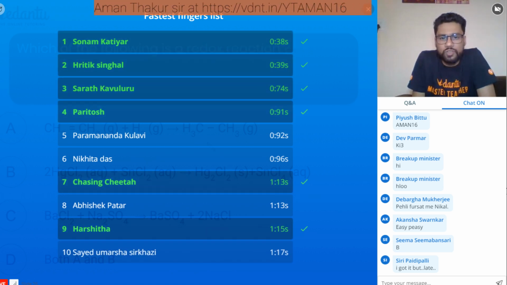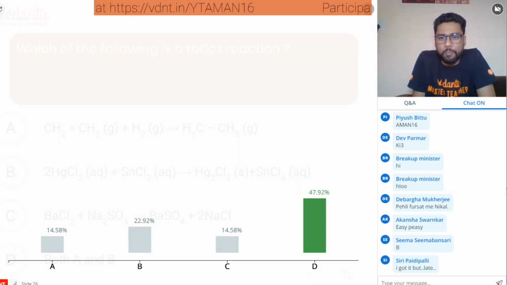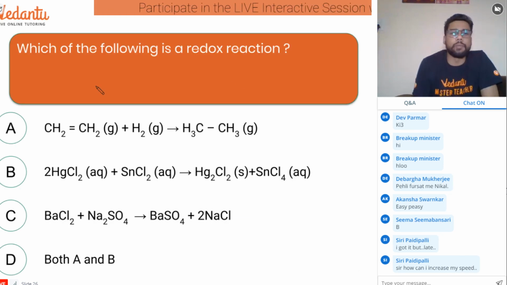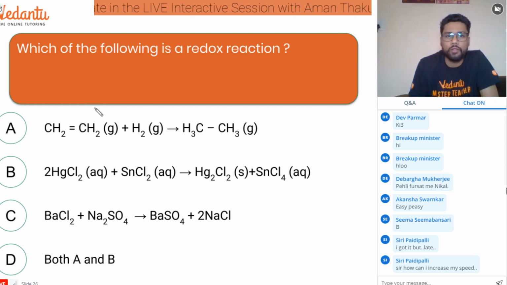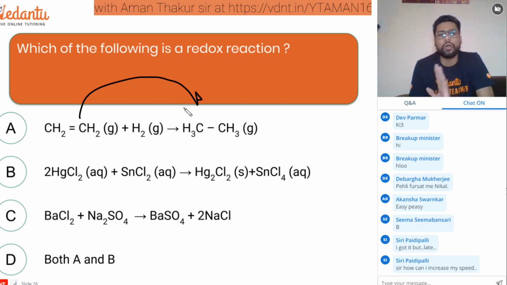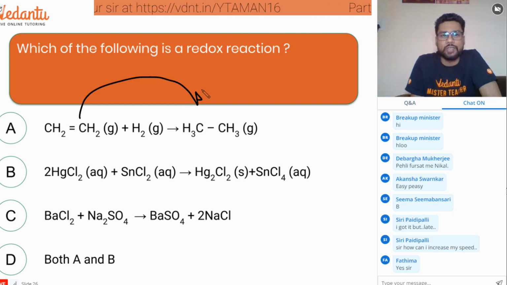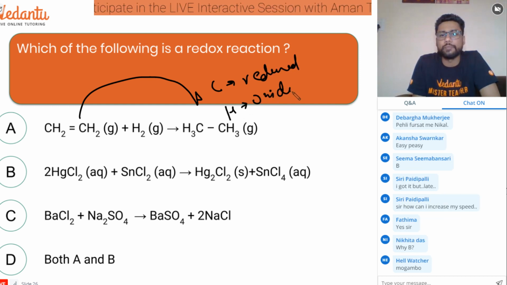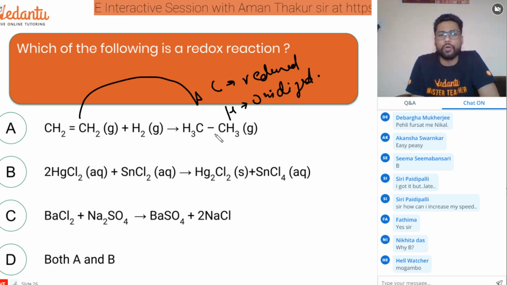Perfect. 6 people were right. A couple of people might have gotten confused. Guys, it's pretty simple. In the first case, this process is called reduction. But what is happening is that carbon is getting reduced, and hydrogen is getting oxidized. So the first one is actually a redox.